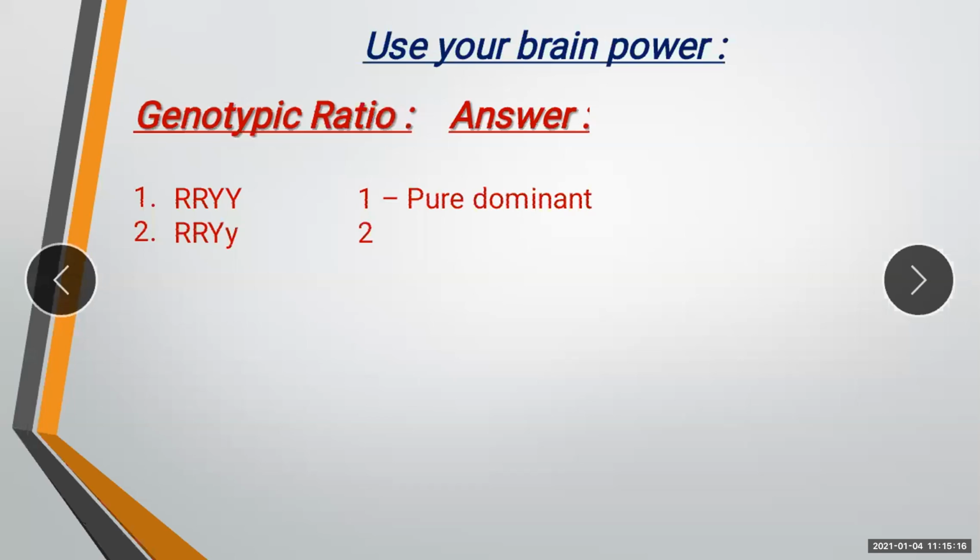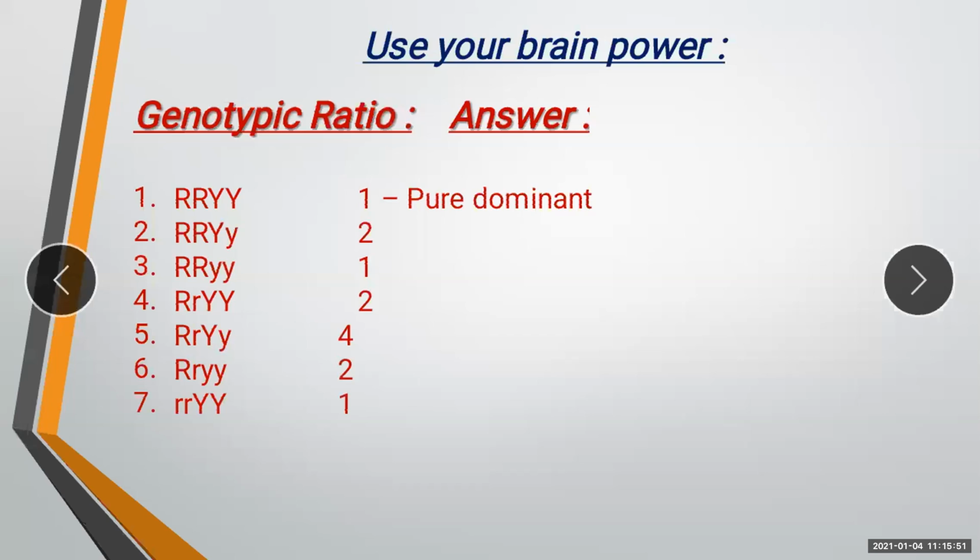Then capital R, capital R, capital Y, capital Y. Now here this is also round yellow, but again this is hybrid. So it is heterozygous. So two plants were like this. Then the third genotype which you can see in the table is capital R, small y, it is 1. Then capital R, small r, capital Y, there are 2. Capital R, capital Y, small y are 4. Capital R, small y are 2. From the table, all this you have to write down.